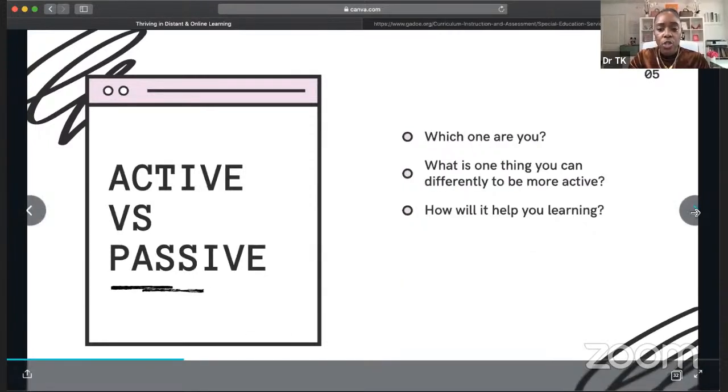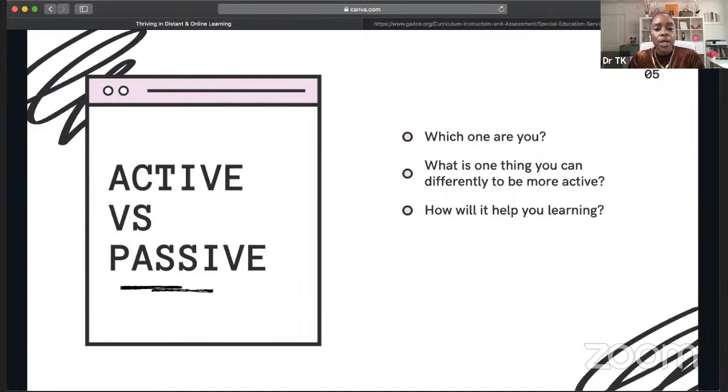Okay. So you may want to identify based off of what I just mentioned. You want to know which one you are and be honest with yourself. If you know that you're more of a passive learner, then what is one thing that you can do differently to become more active? And I said one because it's one step at a time. No one is expecting you to become an active learner overnight, especially if you're 18, 19 years old. You probably have been doing this since elementary school. And unfortunately, it might have been reinforced because nobody called you out on it. So now you have to change recurring habits.